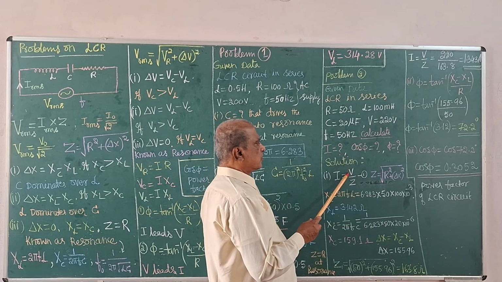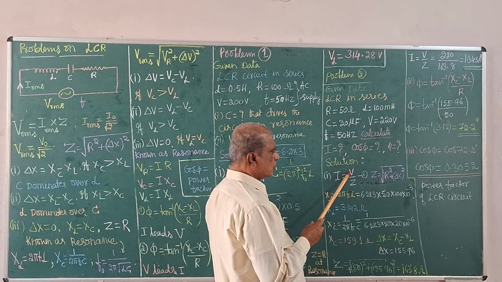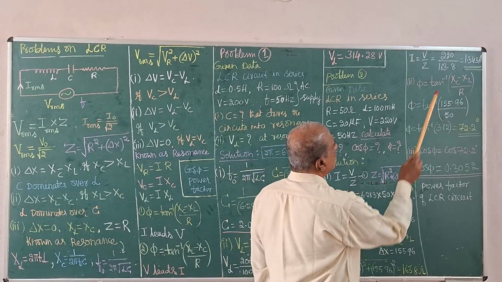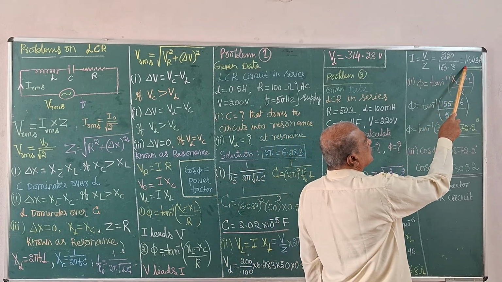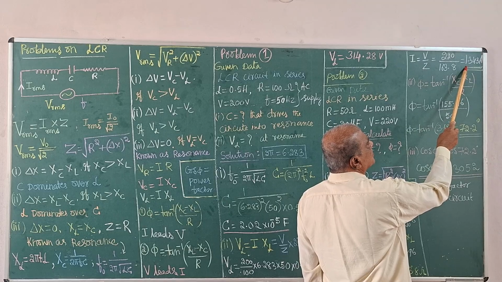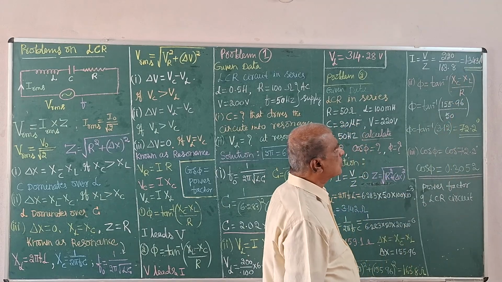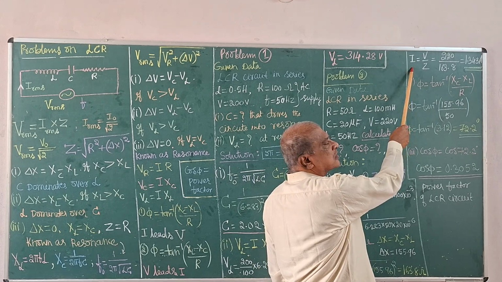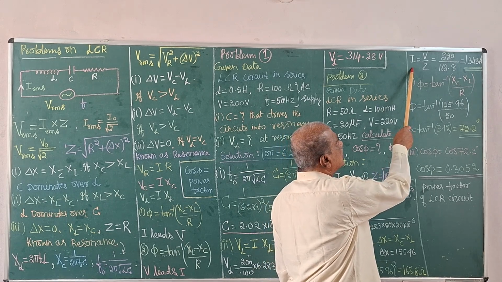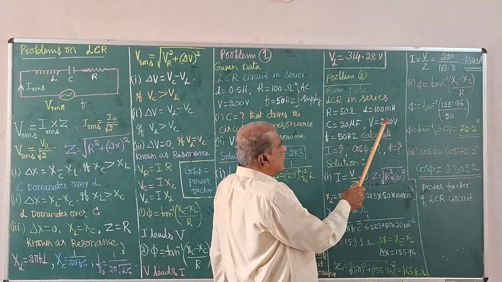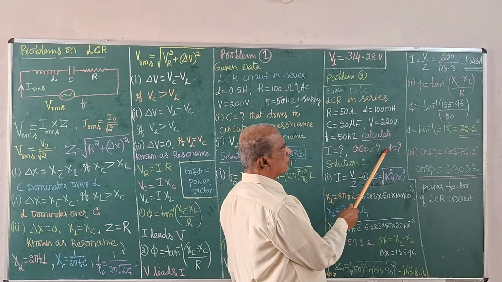Then take this equation, put the values of V and Z, and simplify, you get this value. This value is in amperes. 1.343 amperes is the AC current in this circuit. That is what we were asked to calculate. This value we have calculated. Then you go for the calculation of phi.